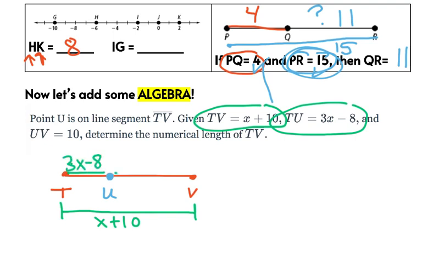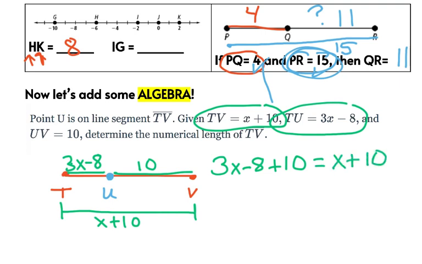And from U to V is 10. Well, the two pieces add up to the whole way, according to our segment addition postulate. So the short length, 3x minus 8, plus the longer length, 10, is equal to the entire length. Now, this is why we did some algebra review, because now we have to know how to solve this.